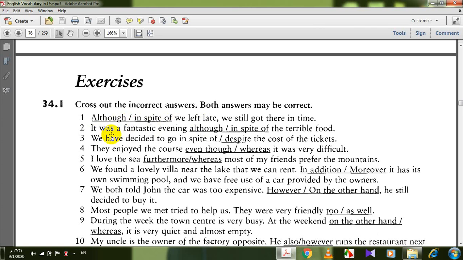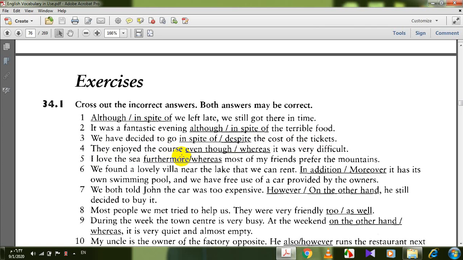It was a fantastic evening, although, in spite of the terrible food. It was a fantastic evening in spite of, not although, the terrible food, because this is a noun phrase. We have decided to go in spite of, despite the cost of the tickets. Both in spite of and despite are the same. They are followed by nouns or noun phrases. We have decided to go in spite of the cost of the tickets, or despite the cost of the tickets.